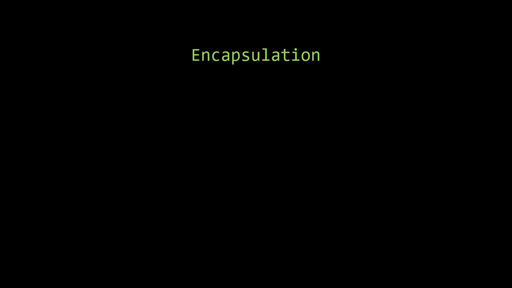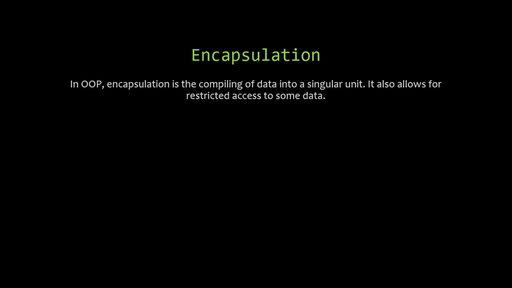Now, this is where we start to get into some of those bigger concepts. This is one of the 4 big concepts that object-oriented programming is actually built upon. Now, encapsulation is the compiling of data into a singular unit. It also allows for restricted access to some data. So it puts it all together and then makes some data not accessible to your average user.